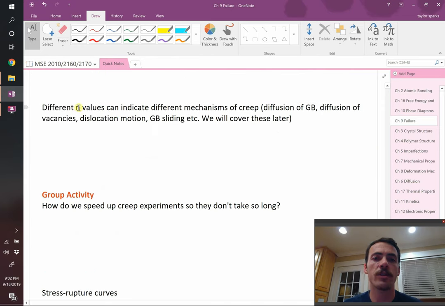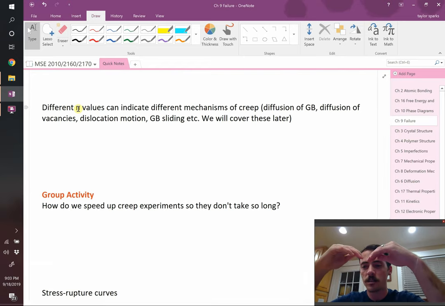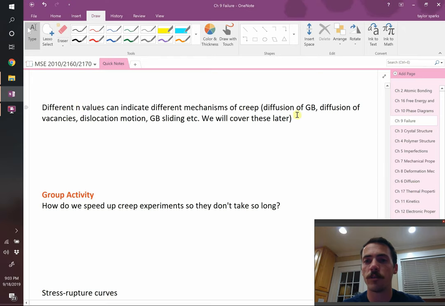So you can have different n values, and sometimes they've actually used those to associate them with different mechanisms of how creep occurs. Again, creep is permanent deformation, so the atoms are sliding past one another and they're staying there. That can happen different ways. You can have diffusion, which we will talk about in a few chapters, which is how atoms literally hop through the lattice. You can have diffusion along grain boundaries, of vacancies, we'll talk about those soon, dislocation motion. We're going to be coming back to all these concepts later, but just realize that different exponent values can sometimes be used to estimate what type of mechanism was at play here.